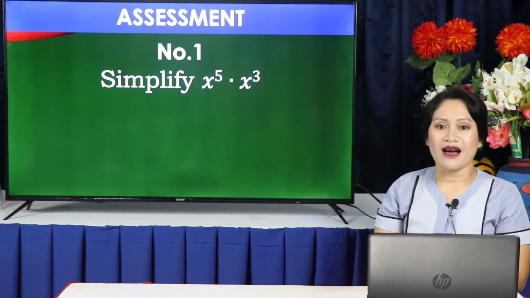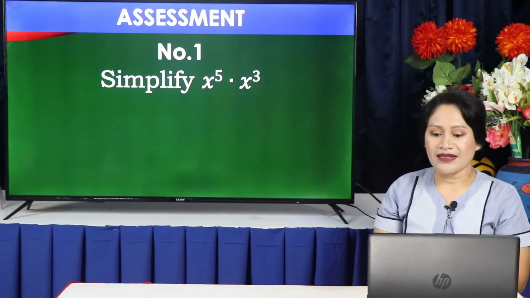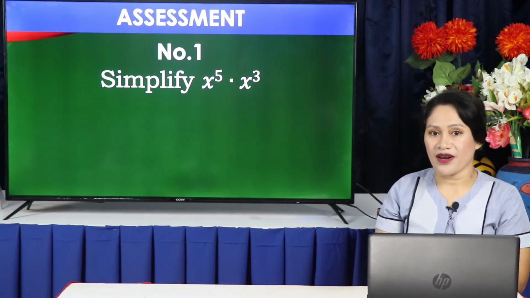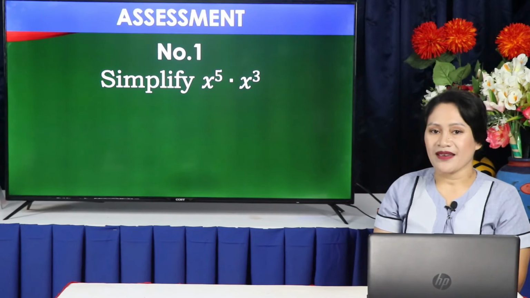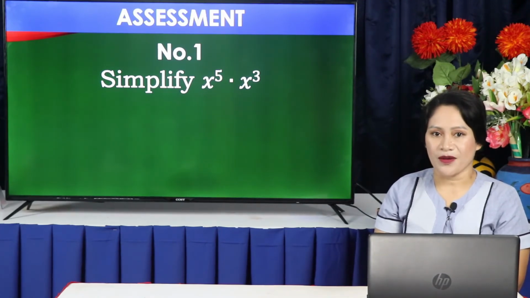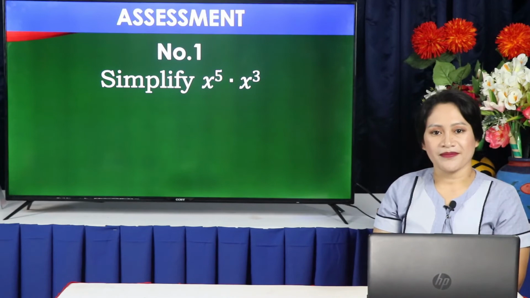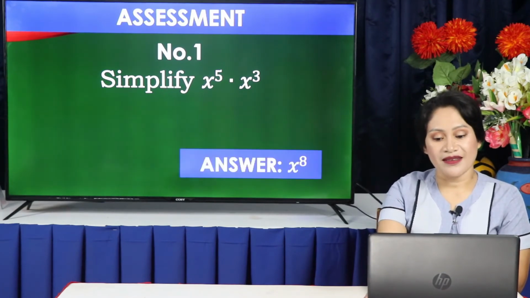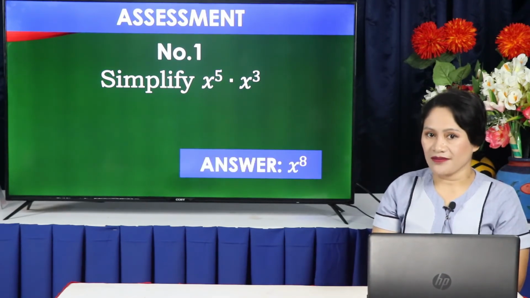Now, let's proceed now to our assessment. This time, kindly get your paper and have your answer written in your paper. Are you ready? Let's have number 1. Simplify x to the power of 5 times x to the power of 3. Time's up. The correct answer is x to the power of 8.